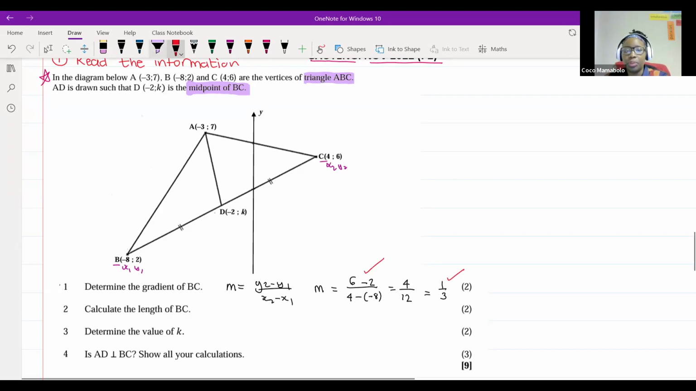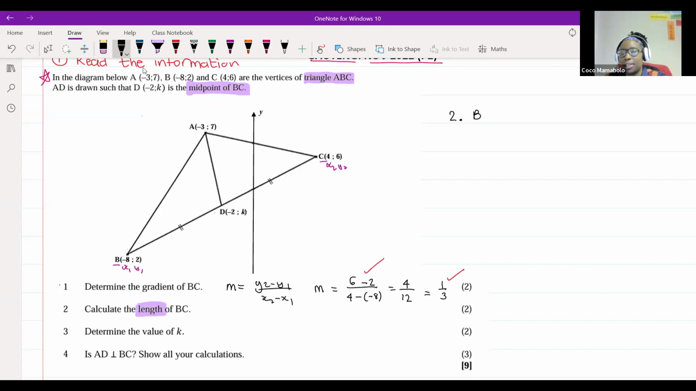Okay, so in the next question, they want us to calculate the length of BC, and the only thing we can use to calculate the length in analytical geometry is our distance formula. We're going to use our distance formula. I'm going to answer this question up here, guys.